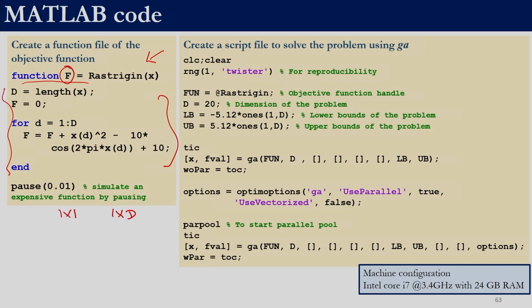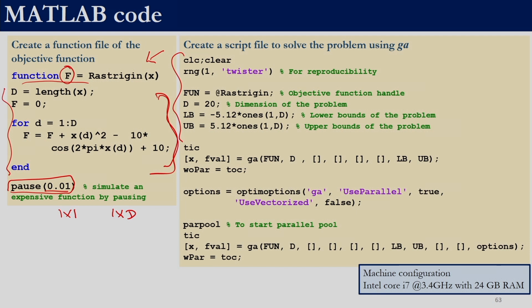As we had seen earlier, parallel computing is usually beneficial when evaluation of the fitness function is time consuming. So, here we are artificially making it expensive by adding a pause of 0.01, right. After executing these lines, MATLAB will pause for 0.01 seconds before it returns the value of f to the function which is calling it. So, this is our fitness function file. These things we will skip, by now you should be familiar with that.